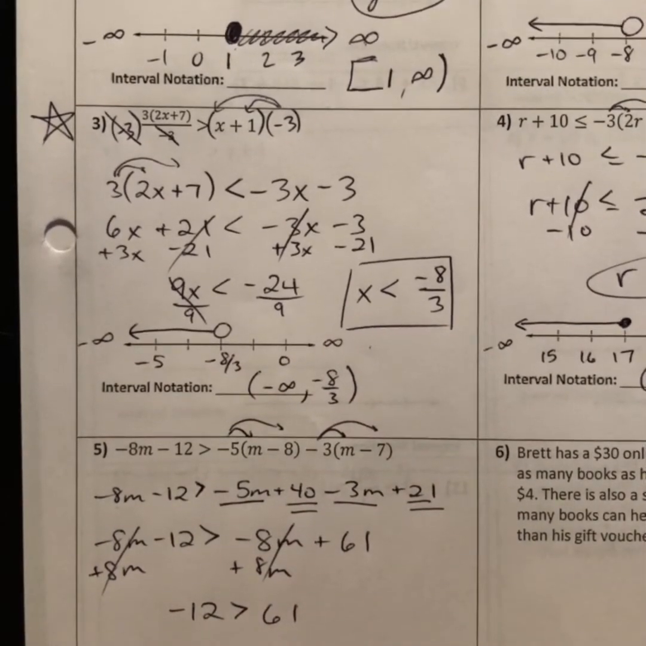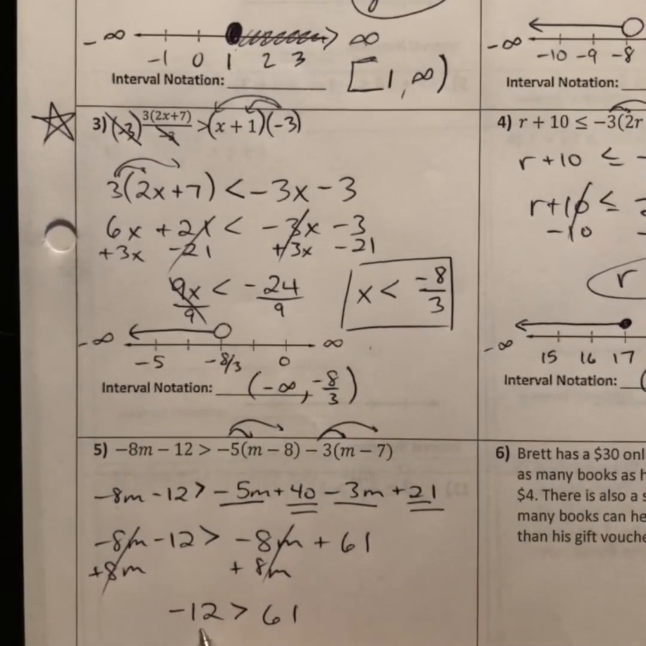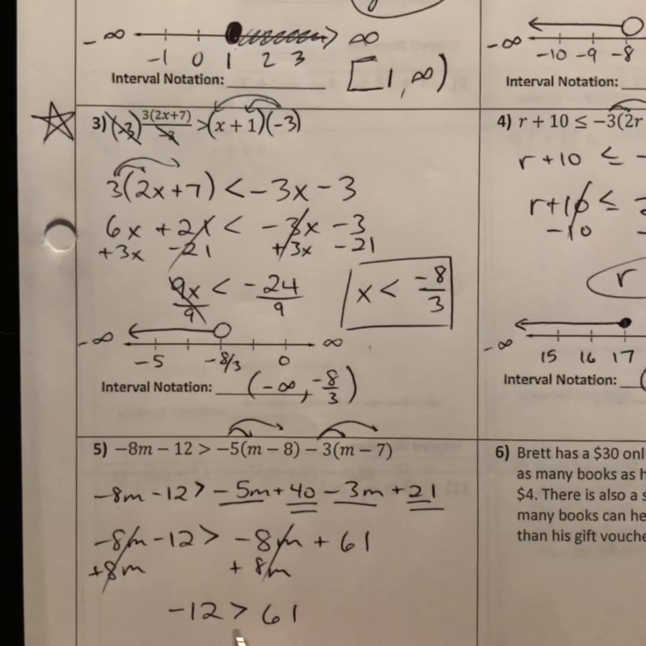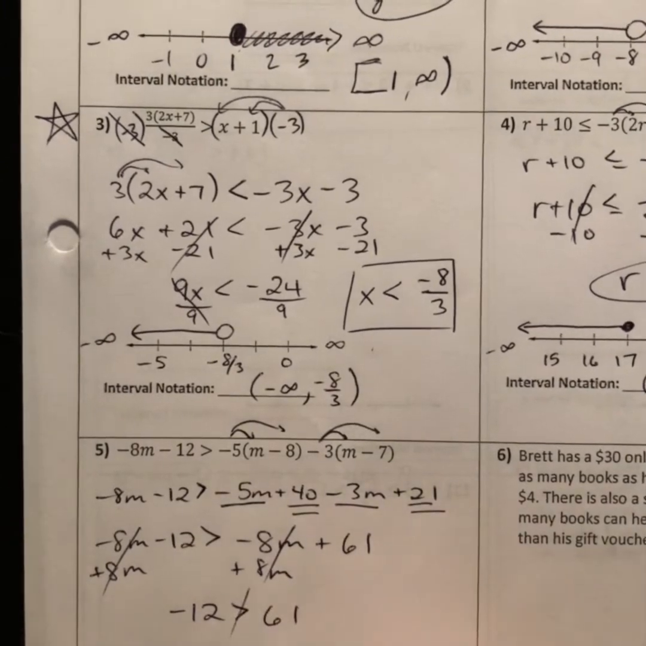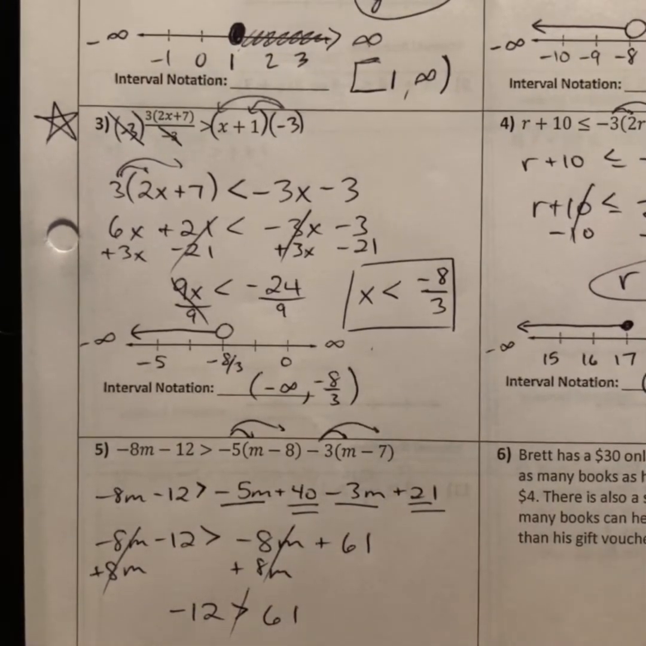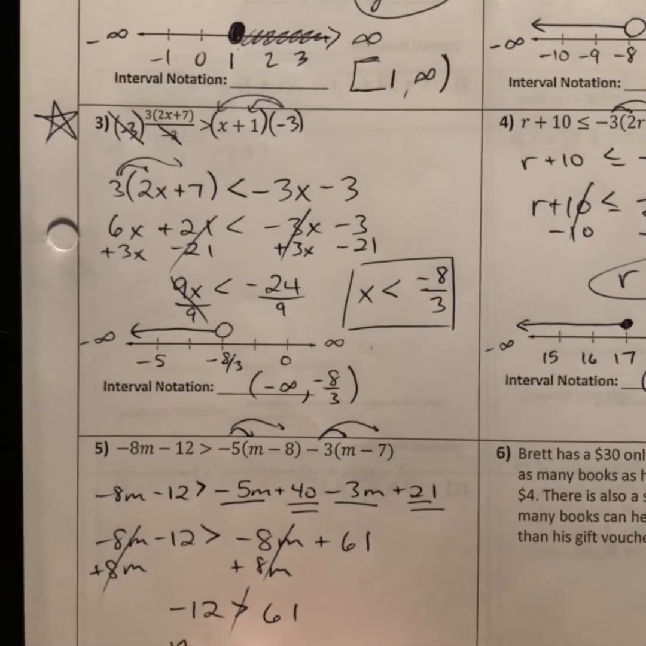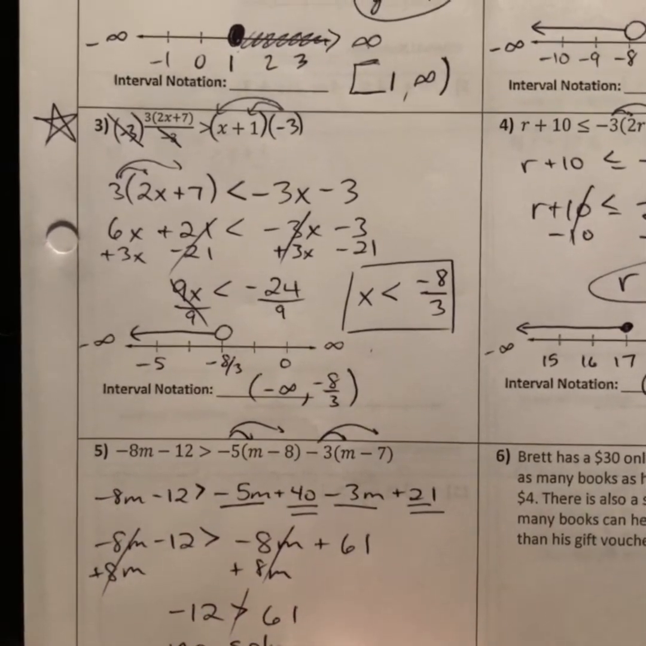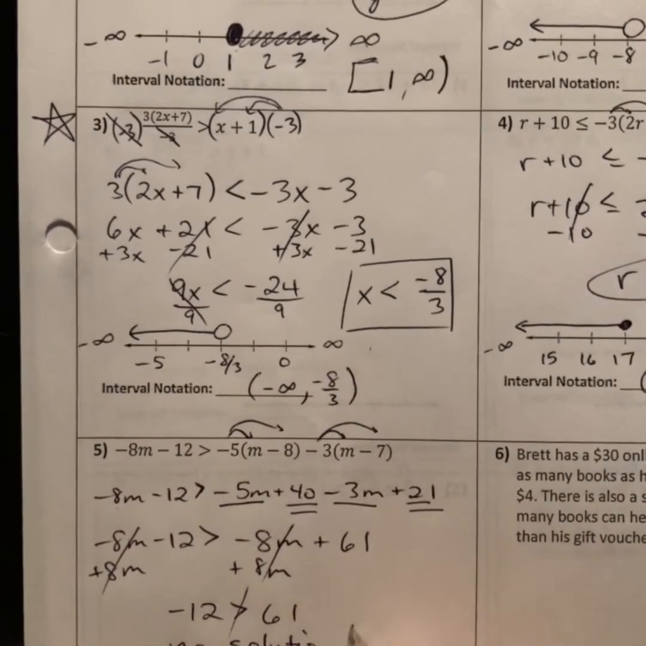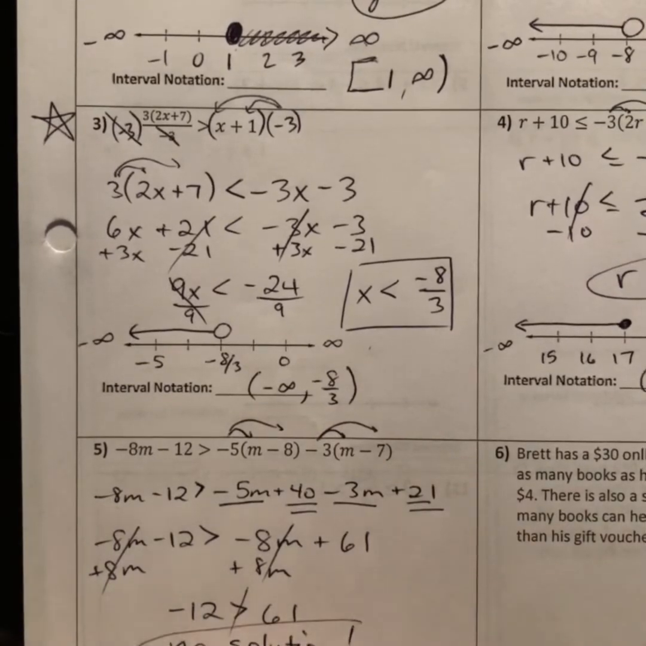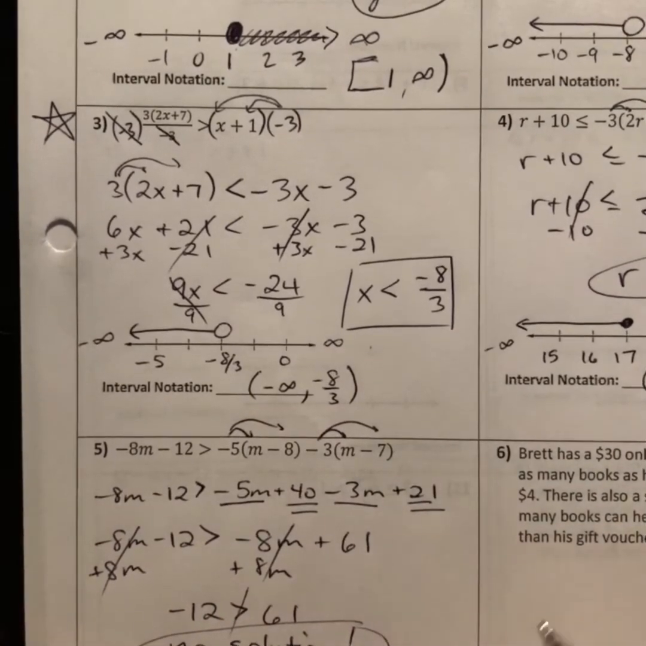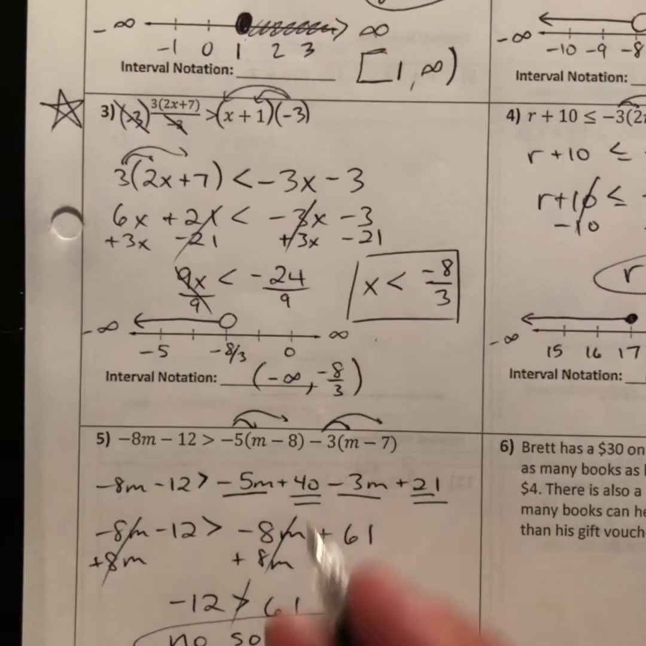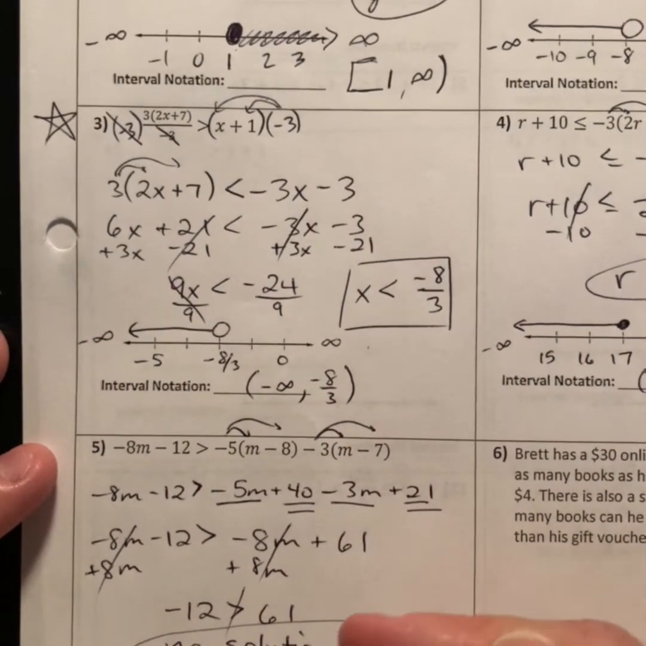We really don't need to move anything else at this point. We just have to determine, is this a true statement or a false statement? Is negative 12 greater than 61? Well, it's not. A negative is not greater than a positive, right? So I'm going to say that is a false statement, which means no solution, right? We can still have those special cases, even with inequalities, just like we had with equations. If the variables cancel out and we get a false statement, it's no solution.